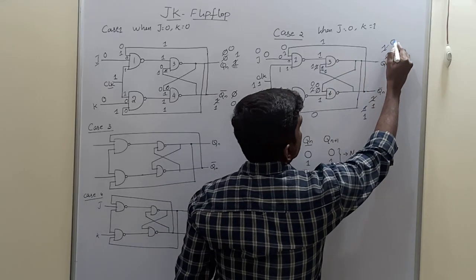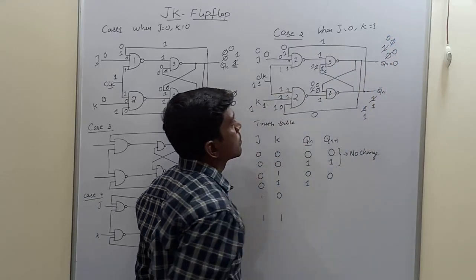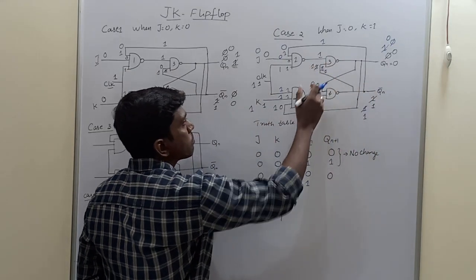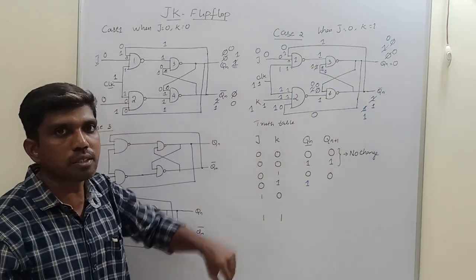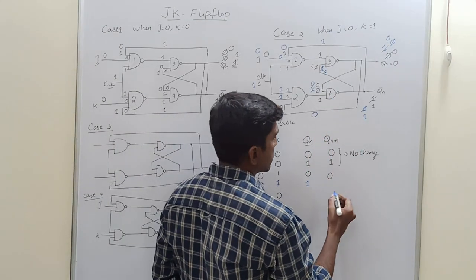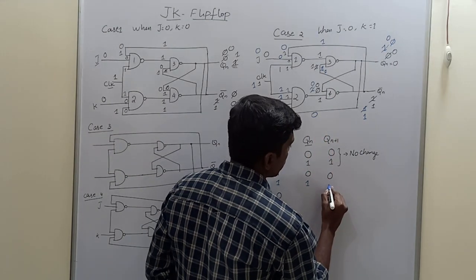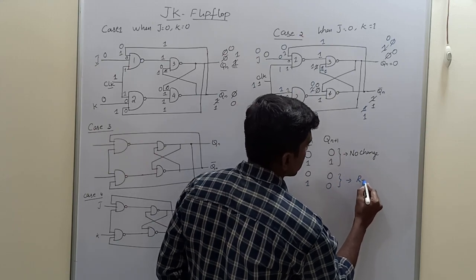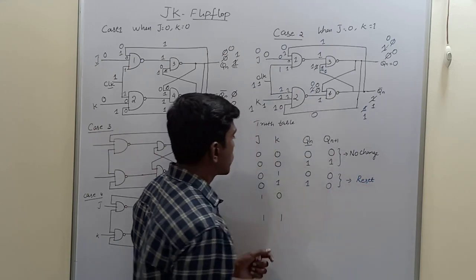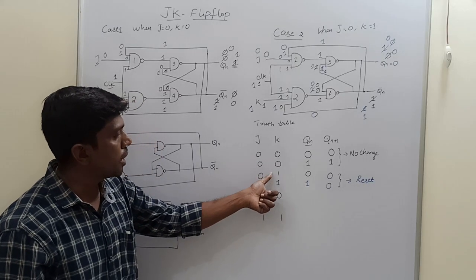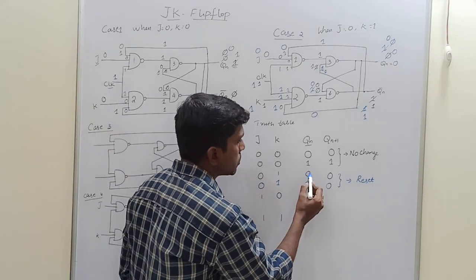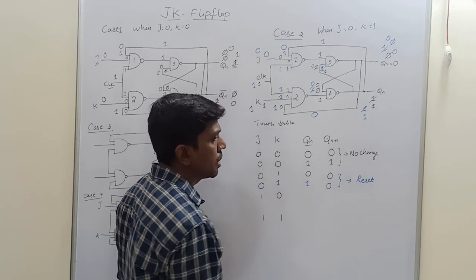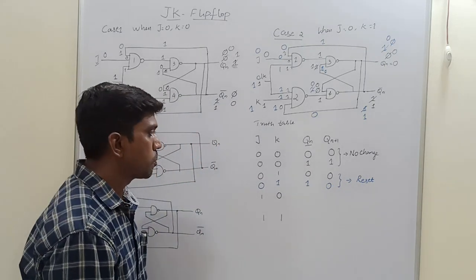1 1 0. Again you feedback Qn and Qn bar value to NAND gate 3 and 4. You will get the same output. So it's a stable state. So the Qn plus 1 value is 0. The state representation is reset. So when J equal to 0, K equal to 1, Qn value is 0 1, but Qn plus 1 is 0 0. So this state is represent reset. So reset the output values.